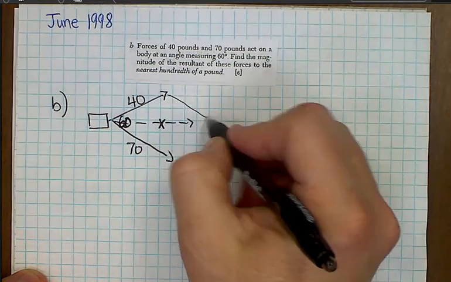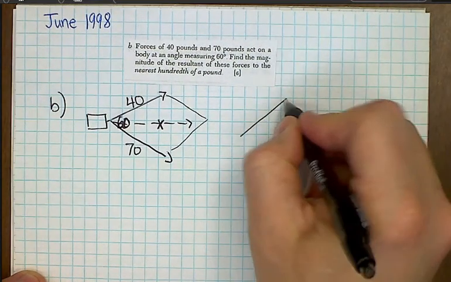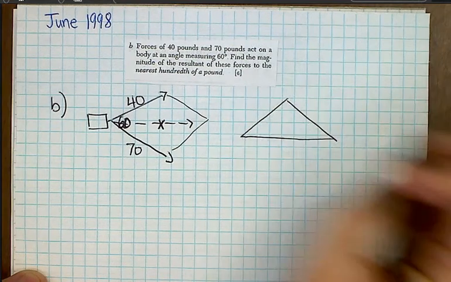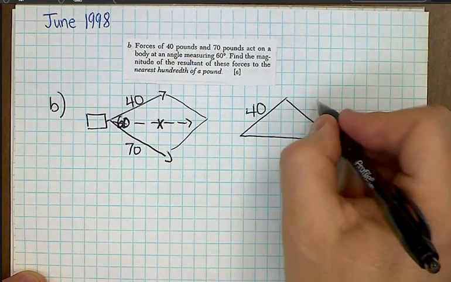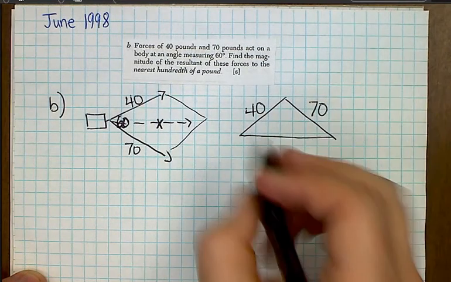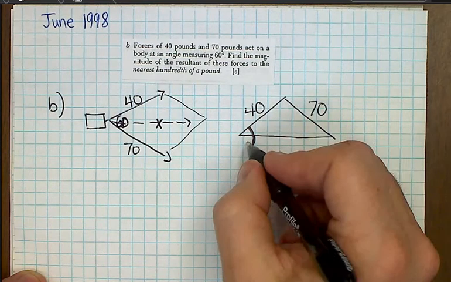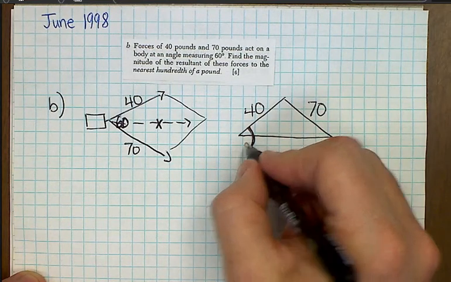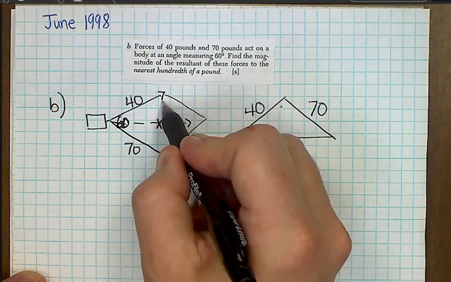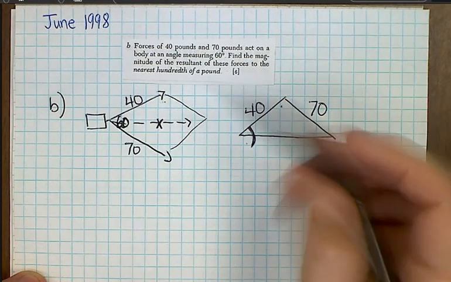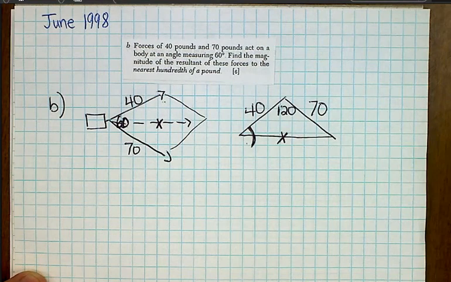It becomes a parallelogram of forces. Separate out one of the triangles, and let's see what we have. This is 40. This side is up here, and it's opposite the 70. In a parallelogram, opposite sides are equal. This whole angle is 60. I can't really use that here, but I can use it here, because angles next to each other in a parallelogram have to be supplementary. So if this is 60, then I know this angle here is 120, and we're looking for that side.